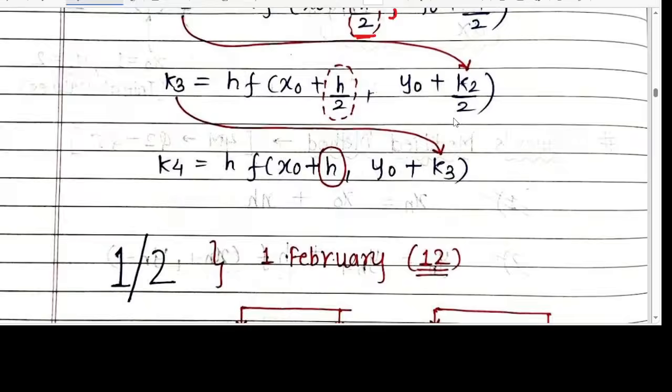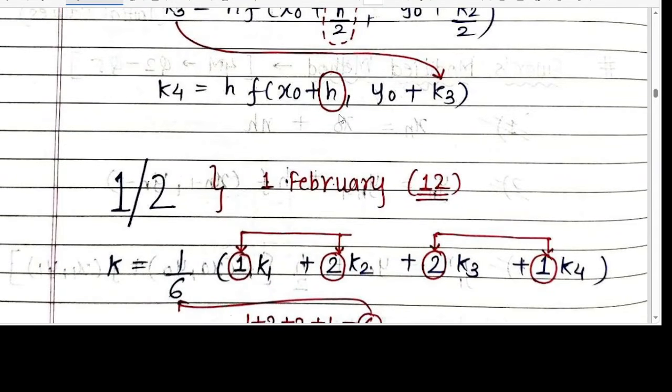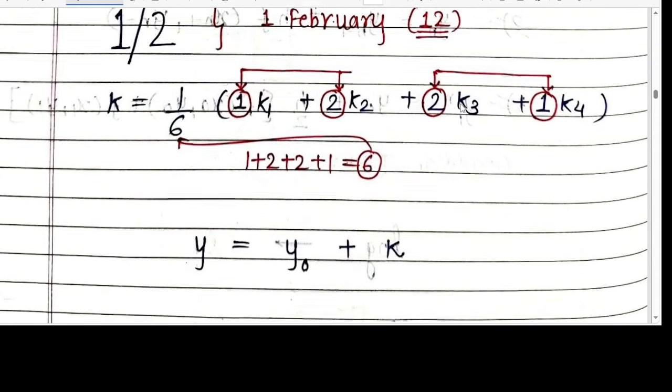The rest is the same. K4 is equal to h into f of x0 plus h, there is no divide by 2, remember, comma y0 plus k3. Once we know everything, k1, k2, k3 and k4, we have to find k.